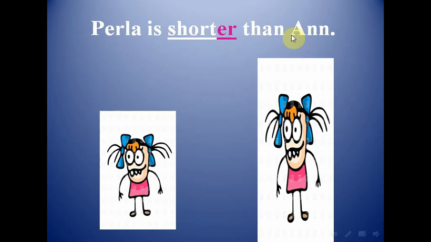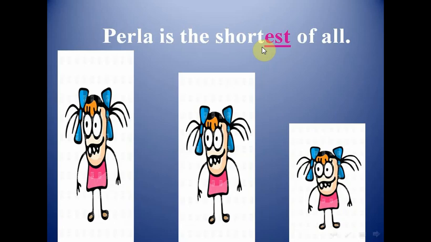Perla is shorter than Anne. I'm comparing two girls, so I'm adding two letters. Very good. And we know that when we're comparing two, we also use the word than. We also know if we're comparing three things or three persons or more, how many letters do we add to the adjective? We add three letters. 1, 2, 3. We add EST. Like Perla is the shortest of all. And we know that we use the word the when we're comparing three or more. The shortest of all, the shortest one. Very good.